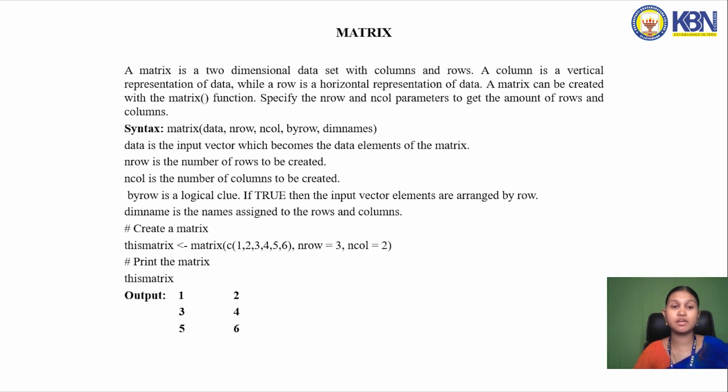Here let us take one example. I have given matrix as the variable, and matrix is the function. In this function I pass 6 values and I give how many rows and columns. It means the dimension value is 3 by 2.